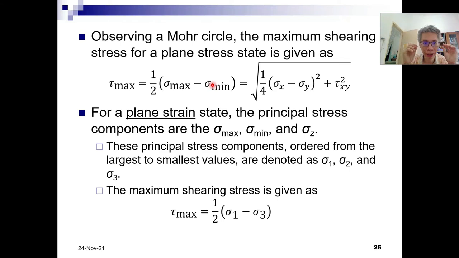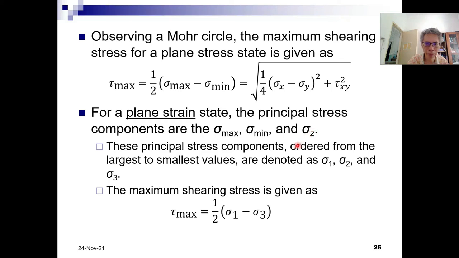How about a body in plane strain state? Recall that in a plane strain state, we actually have three components of normal stress: sigma x, sigma y, and sigma z. How do we obtain the principal stresses? There are also three principal stresses. They consist of the maximum stress and minimum stress as given by this formula, and sigma z.